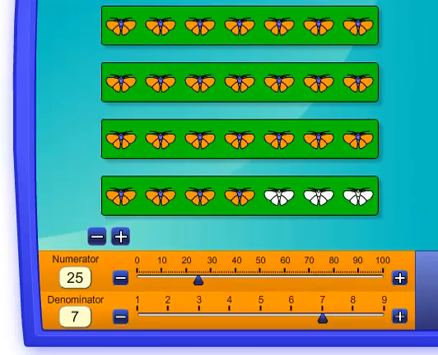Here you see the same thing that you have just been working on. There are four groups, and each group was grouped by seven. You see there are three groups as a whole, filled with seven butterflies, and in the last one you only have four out of seven, so you have the same thing.